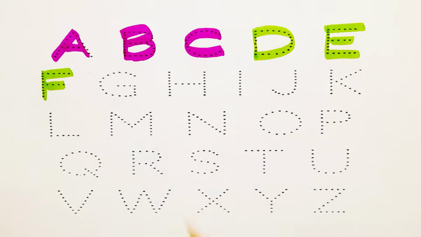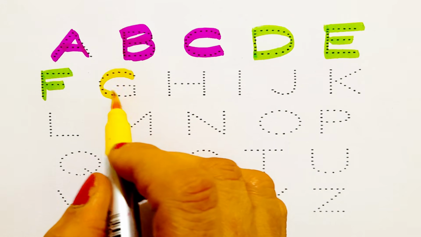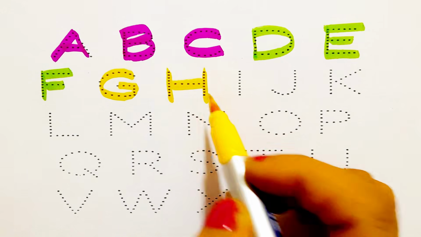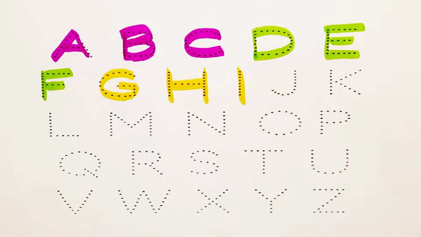Now yellow color. G for girl, H for hen, I for ice cream.